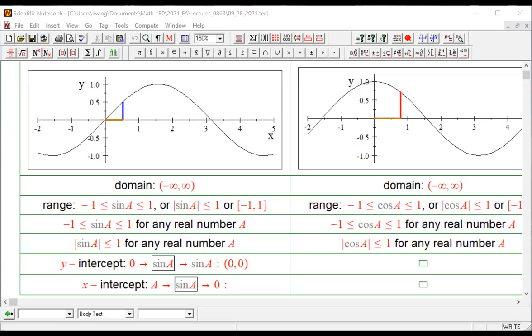So how do we find the x-intercept? X-intercept means the output is 0. Input is to be found. So how many inputs are there that will cause the output to equal 0?